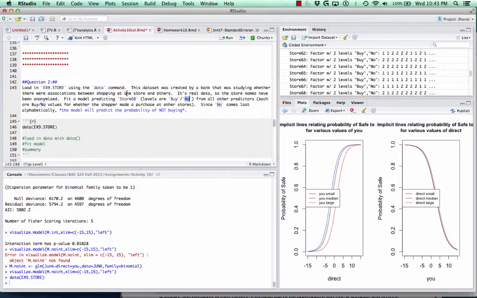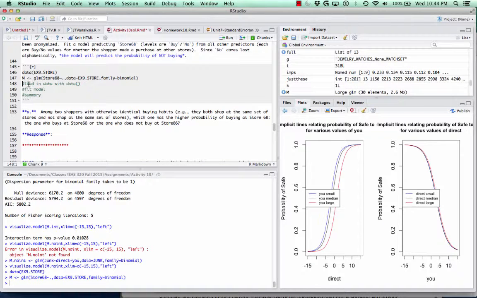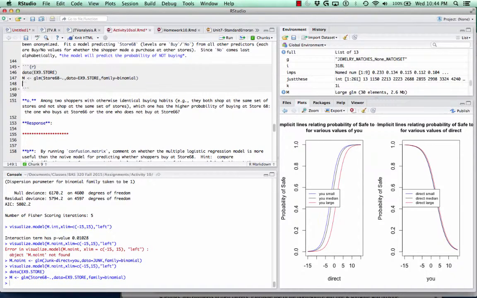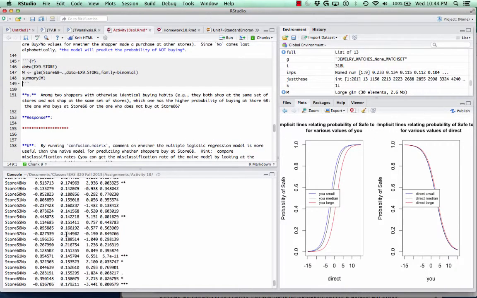Okay, so what we're going to do is fit a model predicting the probability of buying at store 68 based on all of the other store outcomes, whether they bought or didn't from the other stores here. So we can fit our model, glm, predicting store.68 tilde dot, data equals x9.store, and family equals binomial. It fits in a jiffy, and then we can look at the summary of the model and start answering some questions.